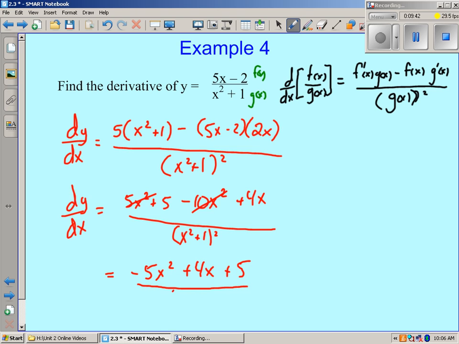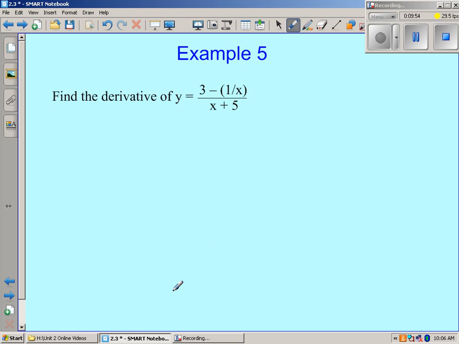And there's a reason why we don't want to multiply out the bottom. We'll use it for other things later on, and so we don't want to multiply out the bottom unless we absolutely have to. So then this next one, we're going to have to do a little bit of work before we actually try to find the derivative, because of the way this is written, 1 over x, so as a fraction.